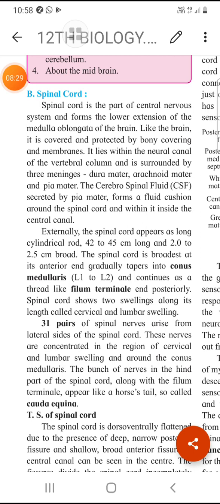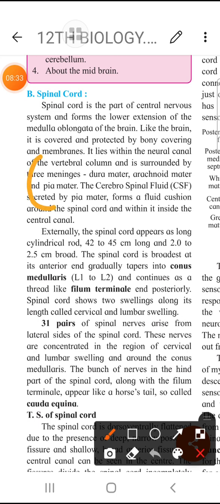Now let's understand the second main part of your central nervous system. When you talk about the central nervous system, you have to remember certain things. What comes to mind? One is the brain, and the extension from the brain, which you call the spinal cord. The central nervous system controls and coordinates the activities of our bodies.